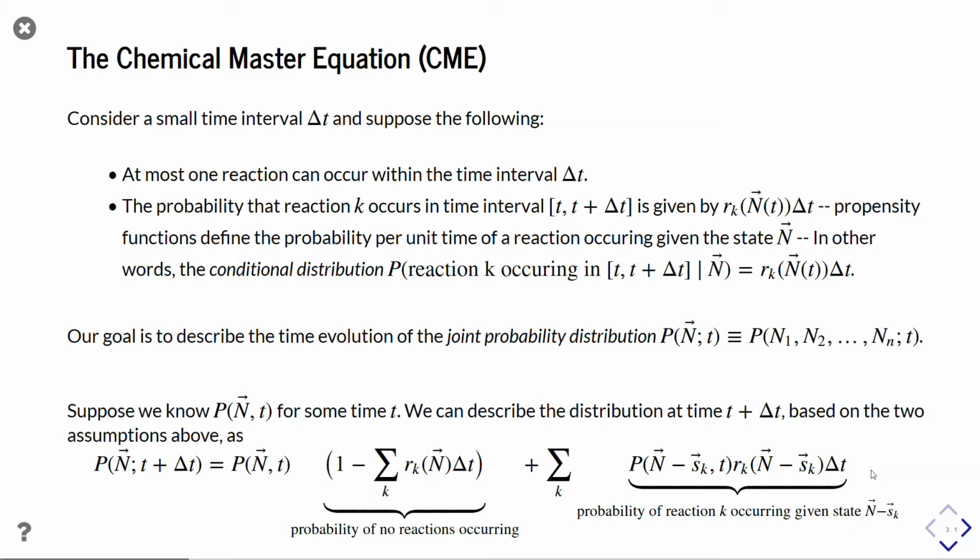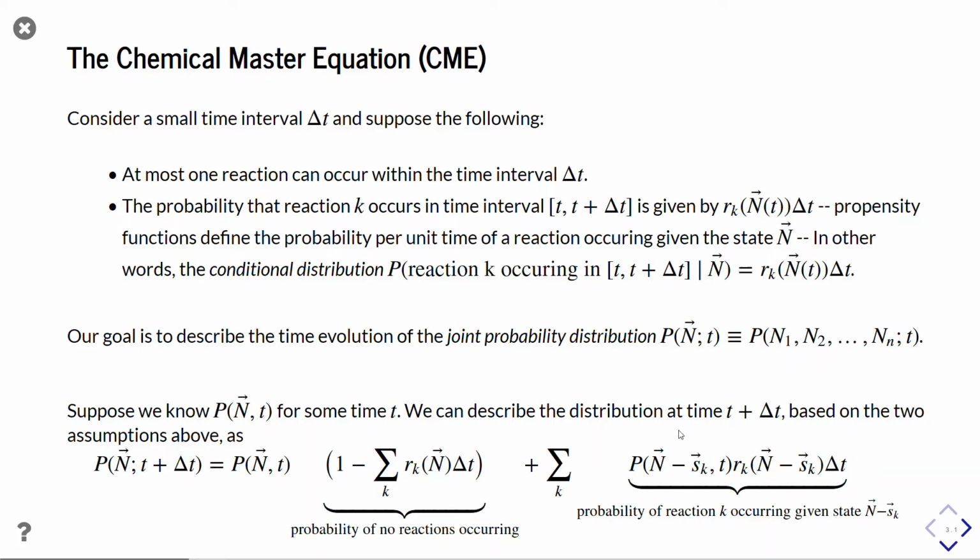The other term represents all the ways you could enter state n from another state in the time interval t to t plus delta t. In order for this to occur, you have to be in a state n minus s sub k, where s sub k is the stoichiometry vector for reaction k, and reaction k has to occur in the time interval delta t.